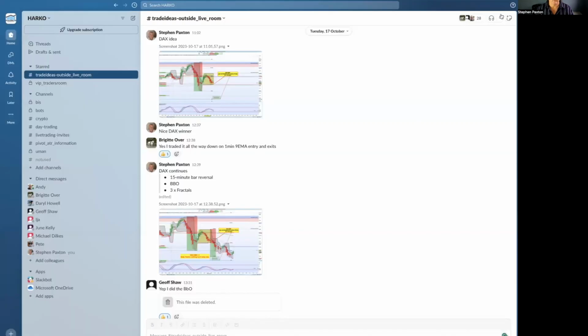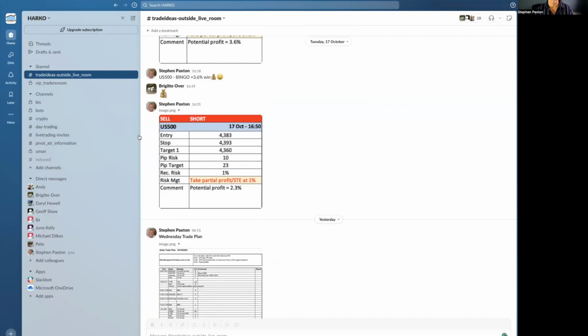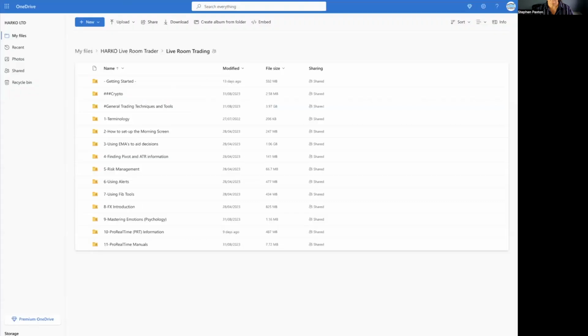If you don't get in the live room, you get the signal anywhere. So this is the community. These are the signals. This is the invite room. This is the crypto room. You can talk to anyone freely on the site. So hopefully that was useful.